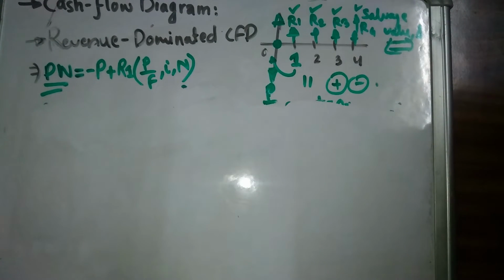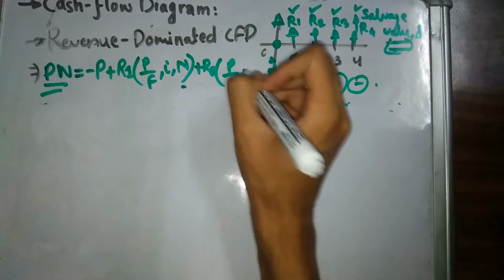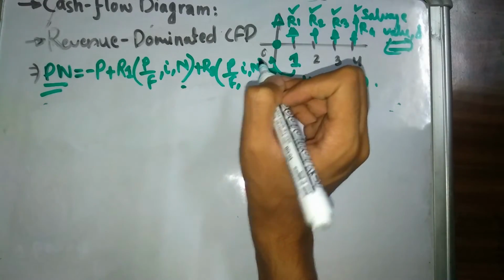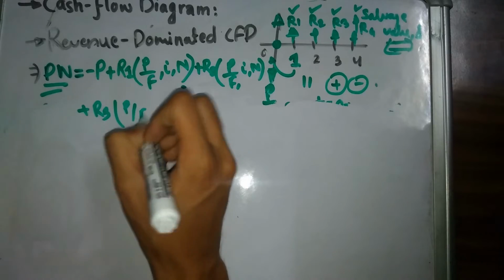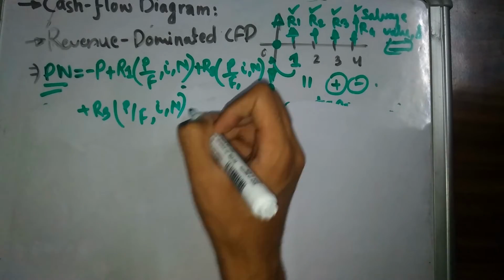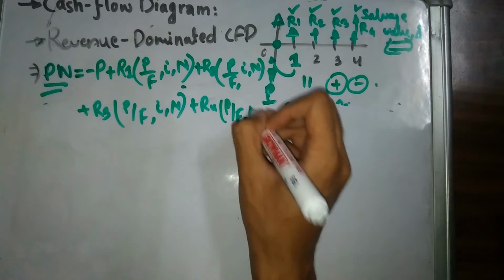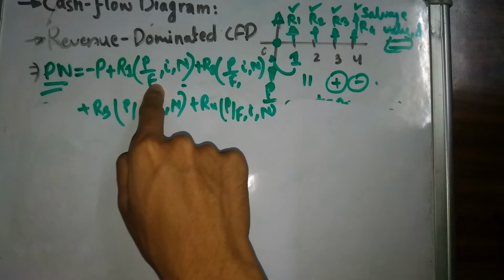Plus R1. Next we have R2 plus R2. Again we are going to use the formula P by F comma I comma N. Again move on, plus R3, again P by F comma I comma N, again plus R4 P by F comma I comma N. So I've already explained our formula before. Focus on this formula we have written over here.